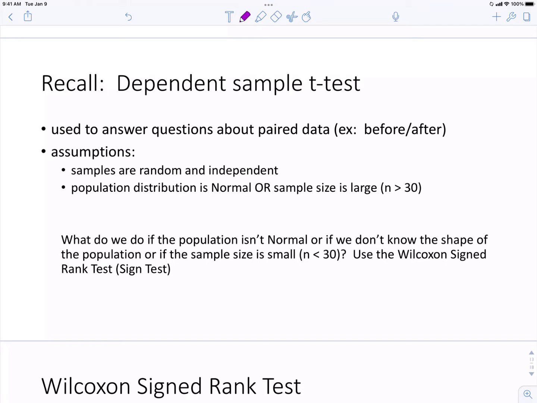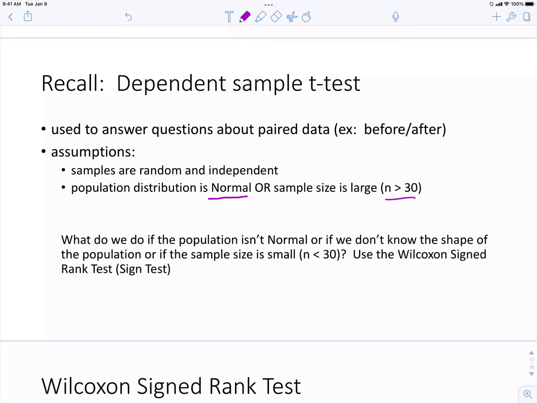The assumptions we had when we ran a dependent sample t-test were that the sampling was done well, in other words, random and independent. And again, we had to assume that the population distribution was normal or that the sample size was large. And the question comes up, what if we don't know if the population is normal? Or what if we know the population isn't normal? Or what if we have a small sample size? Well, what can we do?